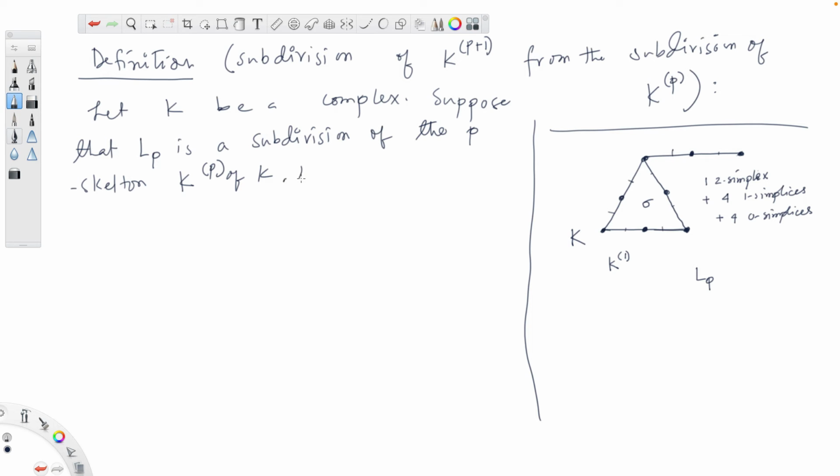Let sigma be a p plus 1 simplex of K. So what is sigma here? Sigma is the 2 simplex. In the example that we are studying, p is equal to 1. So there is only one 2 simplex here, which is sigma. This is sigma in this example.